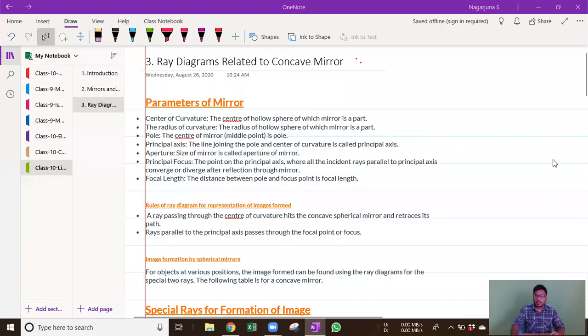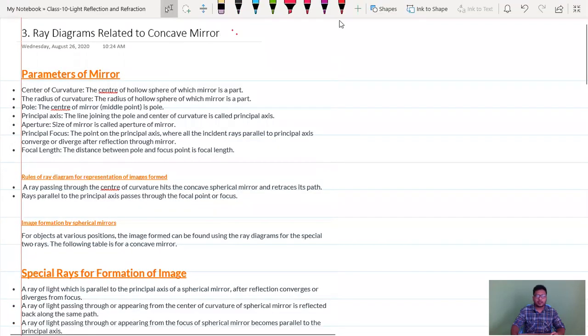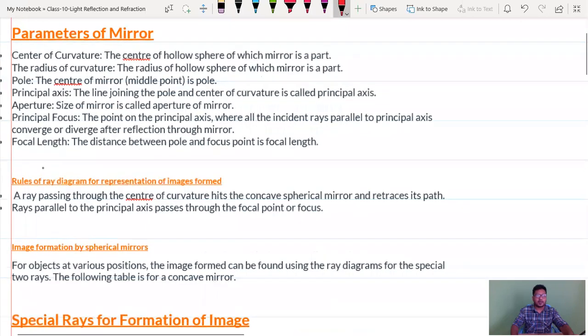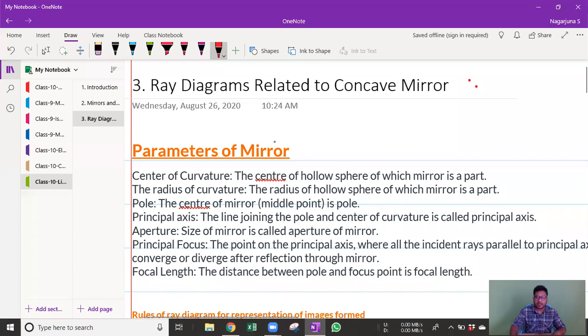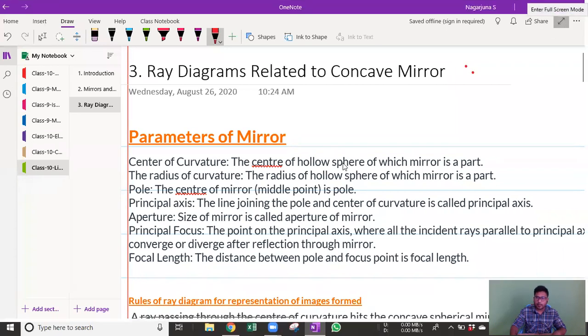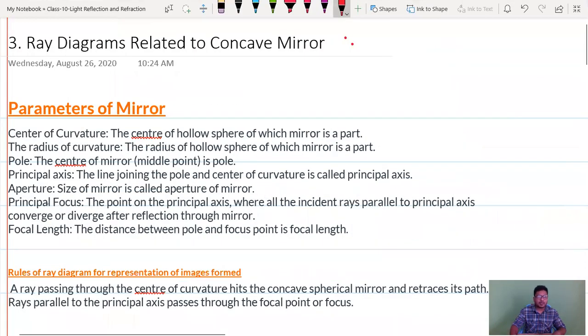So guys, in last class we discussed the introduction to your chapter 10, light reflection and refraction. We have seen a few concepts like what is meant by light, what is meant by reflection, and what is meant by refraction. Today's concept is ray diagrams related to concave mirror.